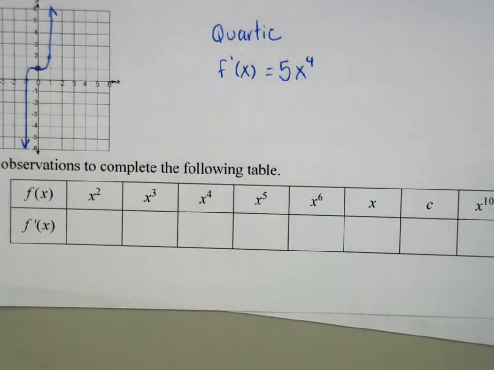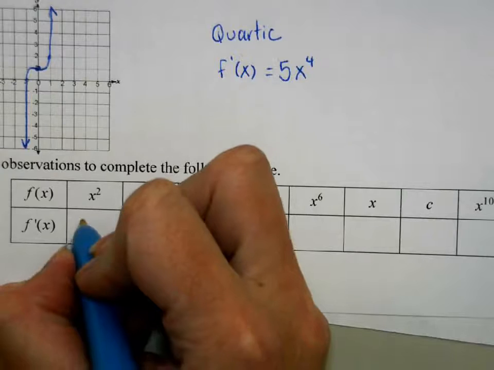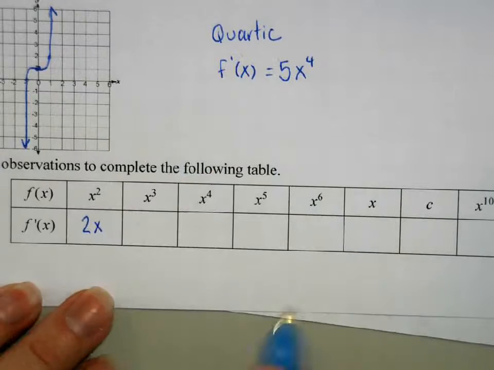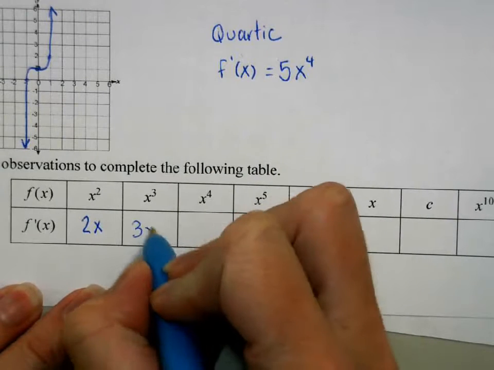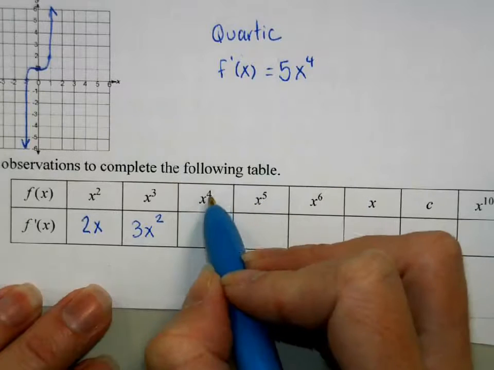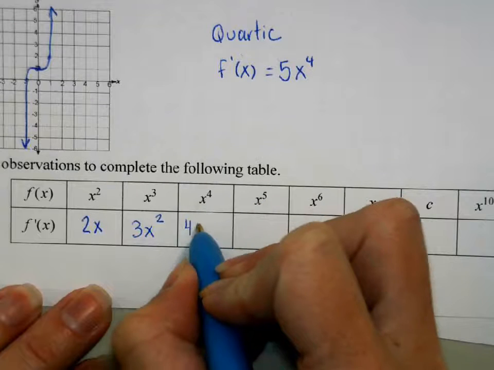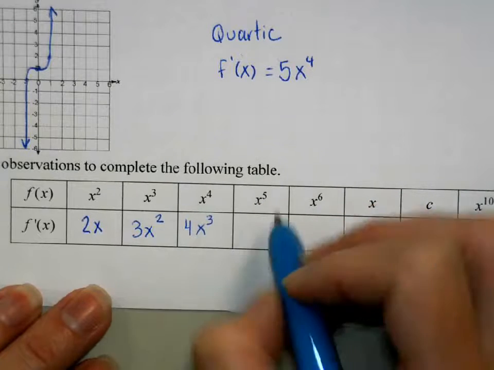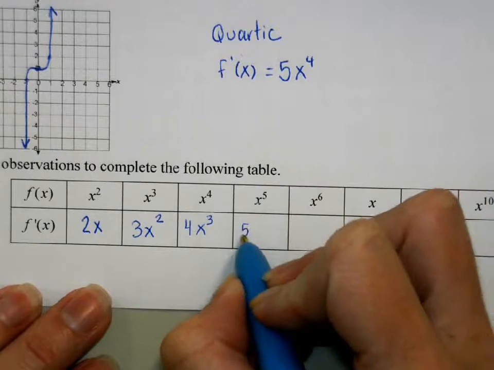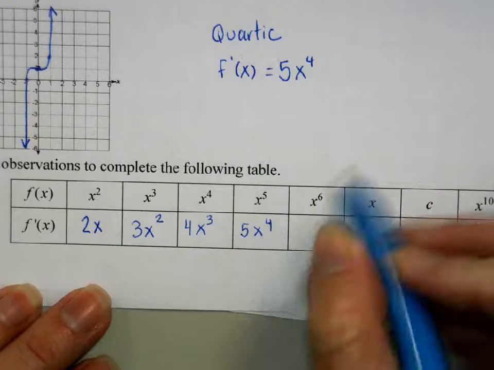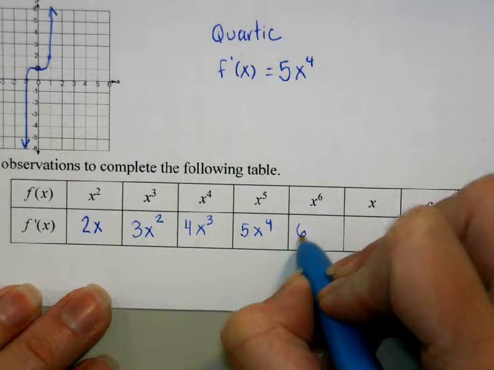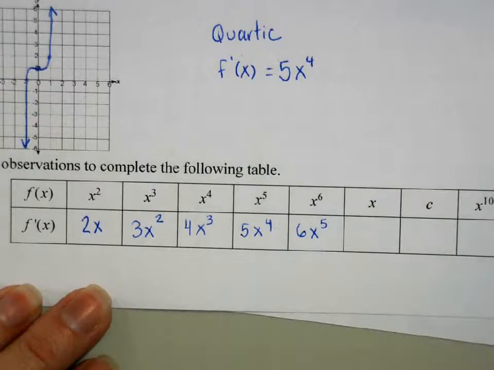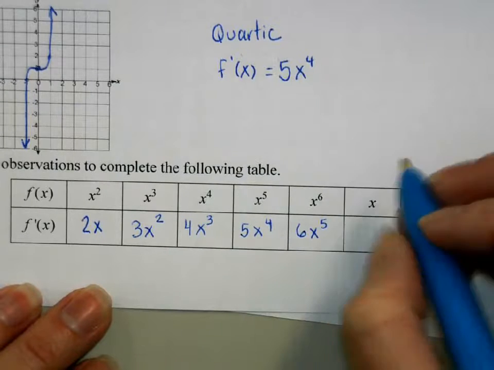So we're going to drop the power down. So this would be 2x. We've already done that one. This one is 3x squared. Here we have 4x cubed. Bring the power down, 5x, and subtract 1. 6 would be 6x to the fifth. Okay, this would be x to the first, right?